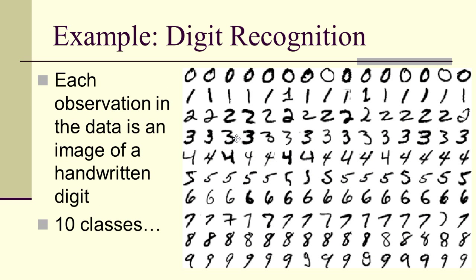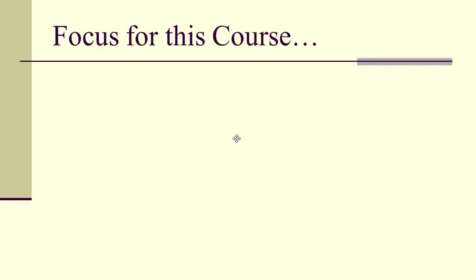For example, digit recognition. This is something you probably have actually done. You draw a digit, 0 through 9, on a cell phone or something like that, and the phone recognizes your handwritten input as an actual digit. So in this case, each observation in the data is the image of a handwritten digit, and there are 10 classes, one class for each of the 10 digits.